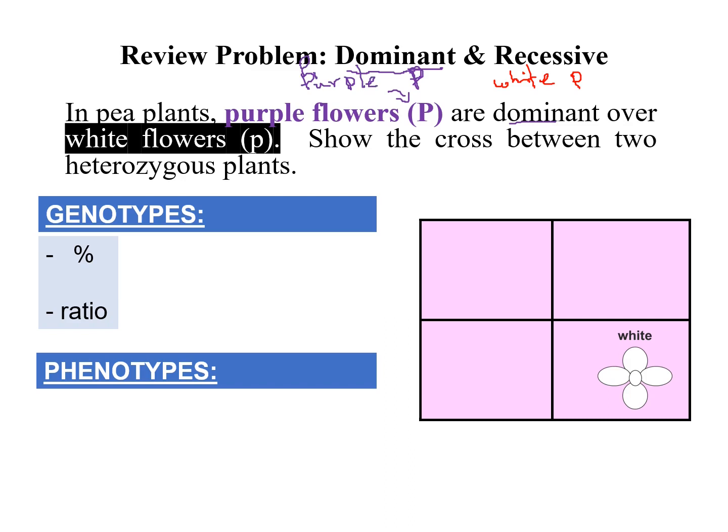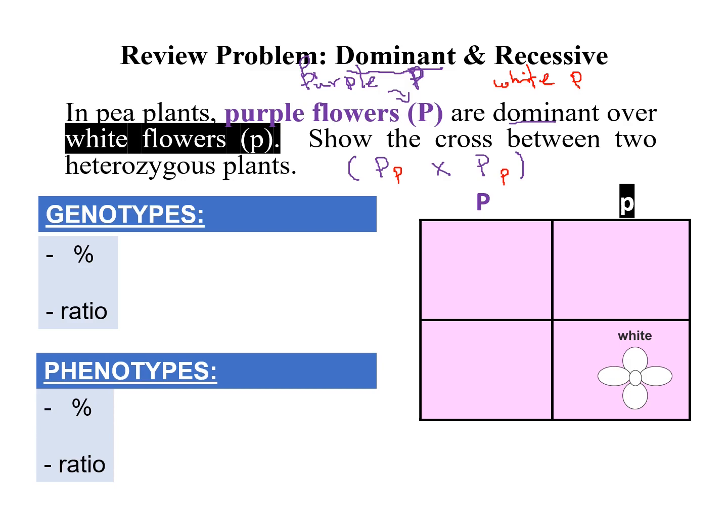The second thing that they said is to show the cross between two heterozygous plants. So if they are heterozygous, the cross will look something like this. You have a capital P here and a lowercase p here. And this is the cross that you have to solve. So it's very easy. Here we will need to get the genotypes and the phenotypes, and in both cases we will need the percentages and the ratios.